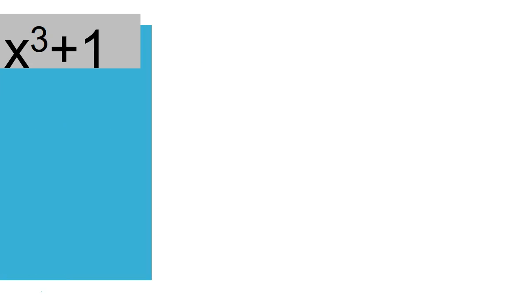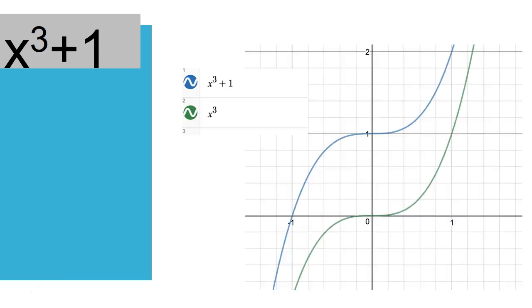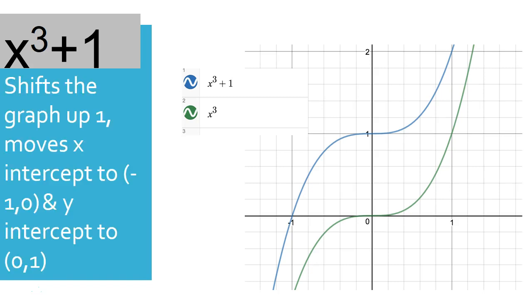Oh, in this case, all we did was add 1 to the parent function. What do you think's going to happen? If you said it's going to be shifted up 1, then you are completely right. Now, this does change the inflection point, but it really doesn't change the shape or domain and range or anything else.